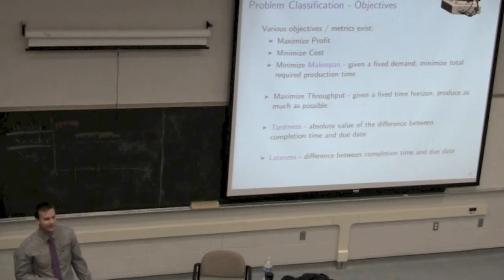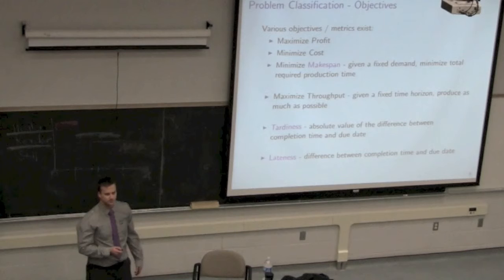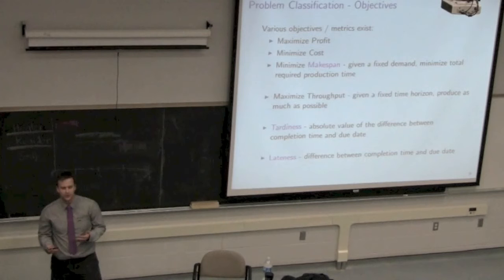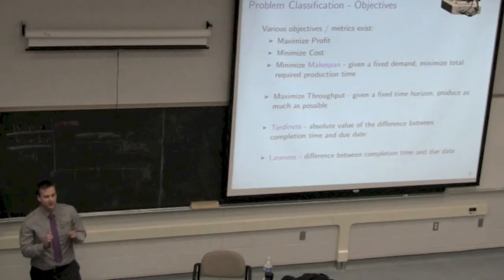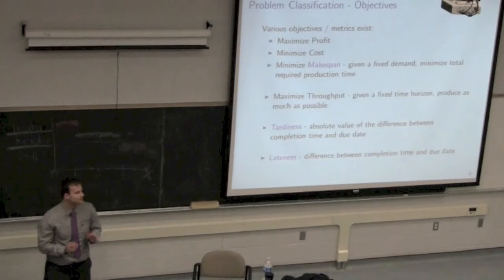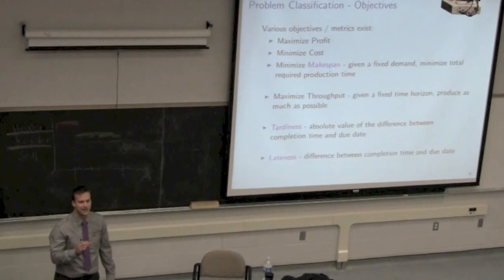The makespan, this is an important term in scheduling. The makespan is given you want to produce, say, 50 tons of material, what's the minimum amount of time that you can use in order to produce that 50 tons? So, given a fixed production schedule, you want to produce a fixed amount, what's the minimum amount of time to produce? On the other end of things is the maximized throughput. So, given a fixed time horizon, say 20 hours, what's the most you can produce?